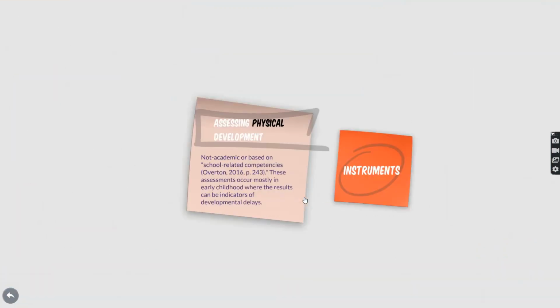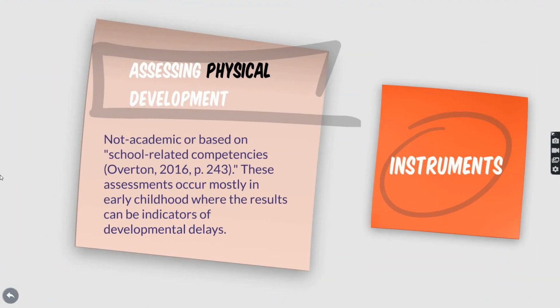Physical development. Assessing physical development. This is non-academic or based on school-related competencies. These assessments occur mostly in early childhood, where the results can be indicators of developmental delays.